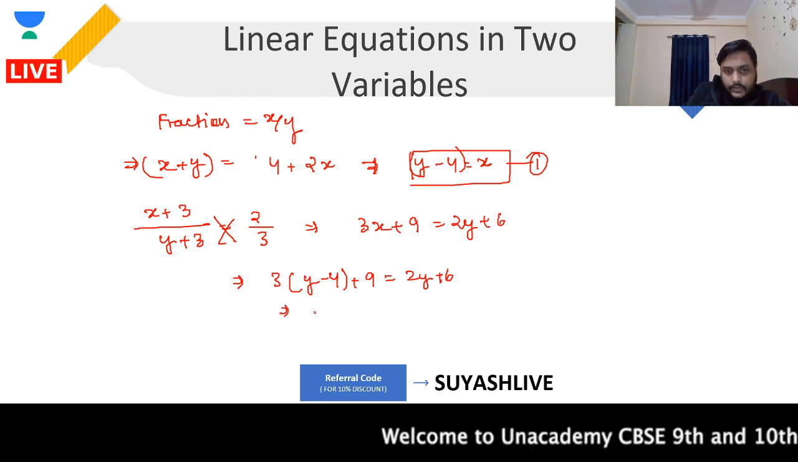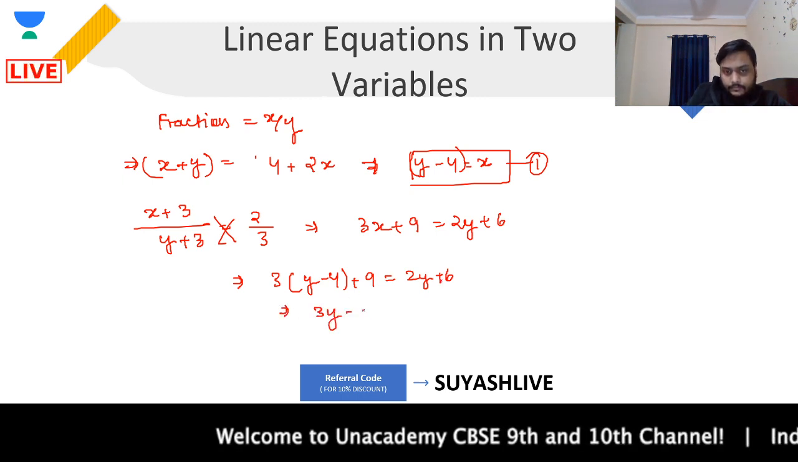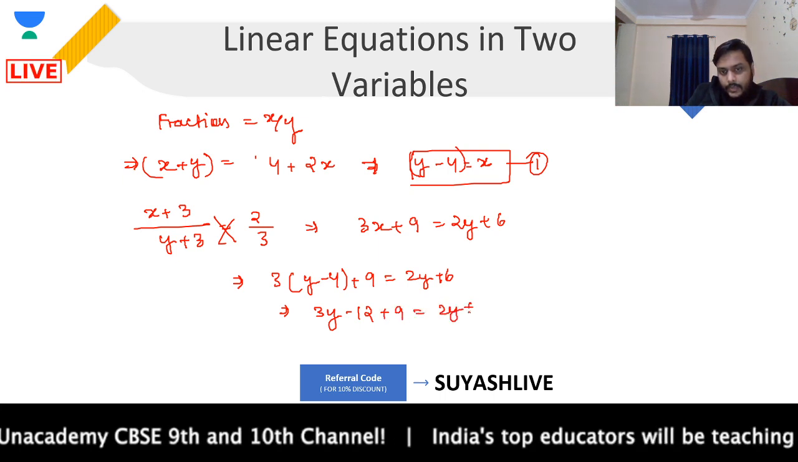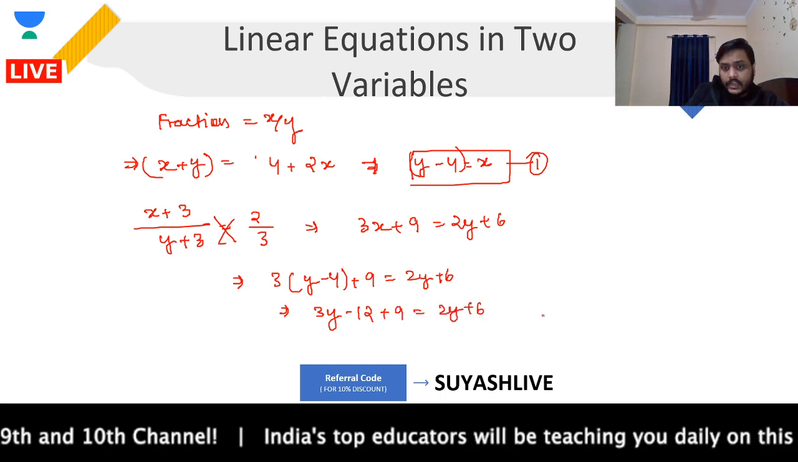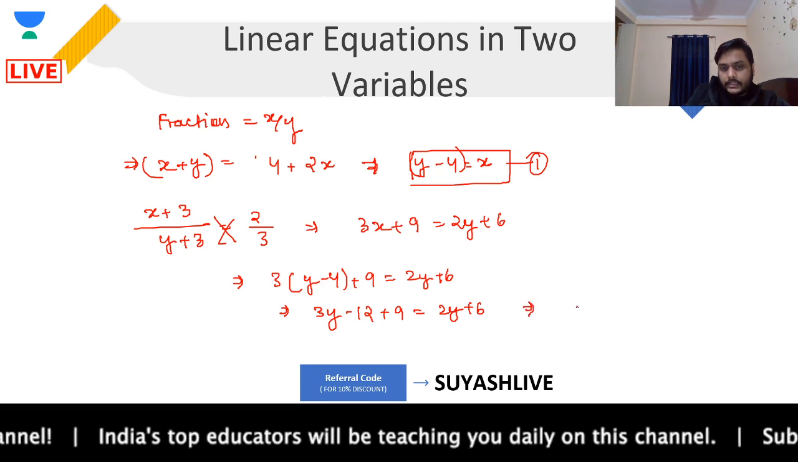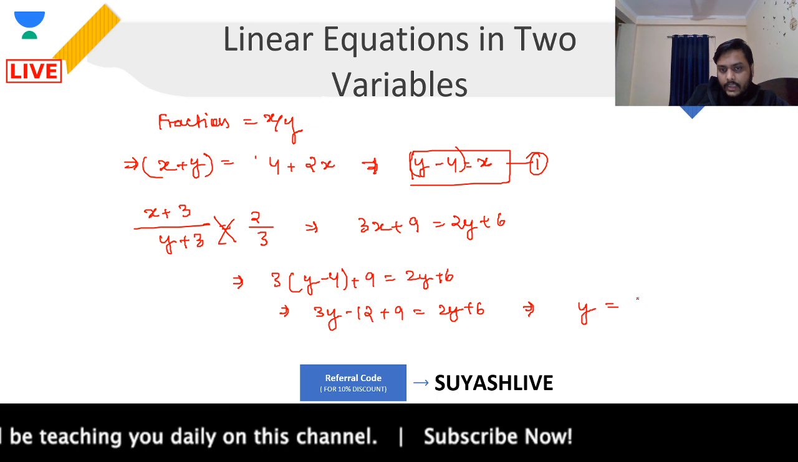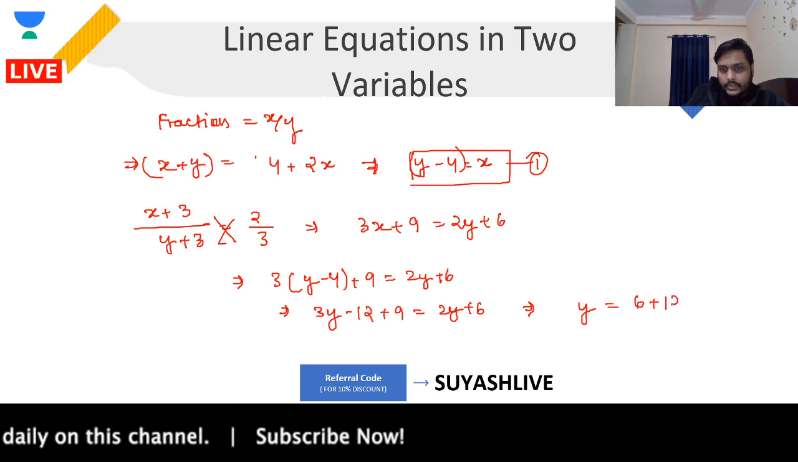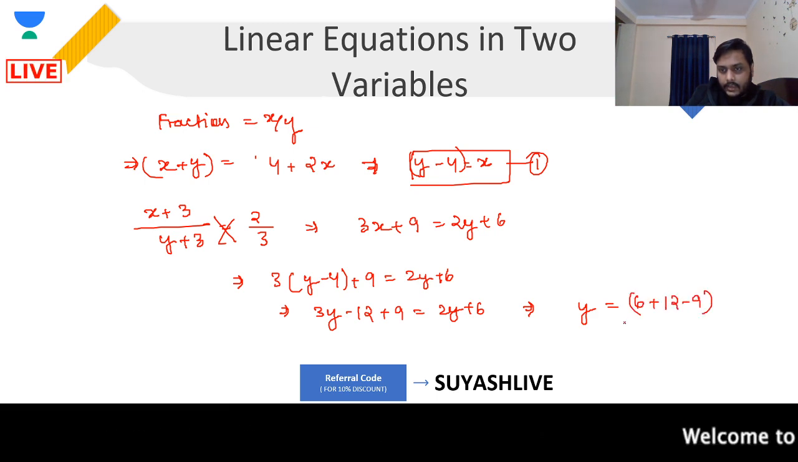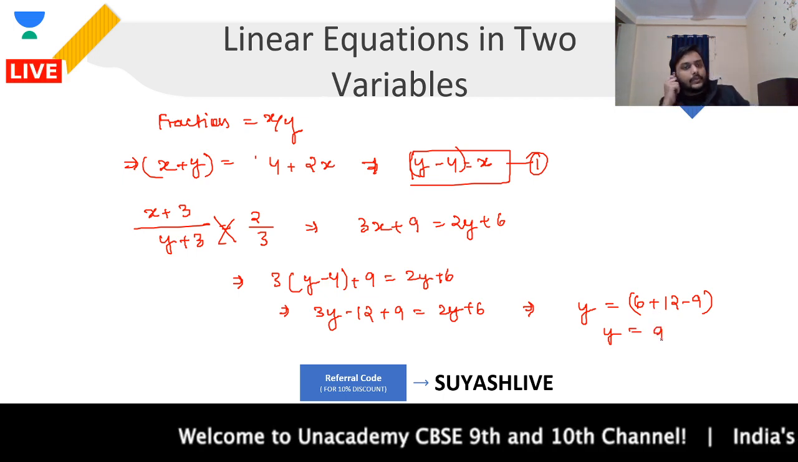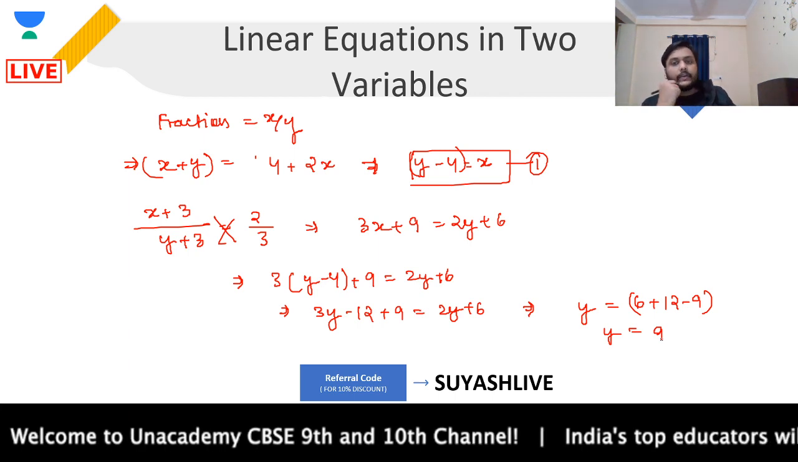This will give you 3y minus 12 plus 9 is equal to 2y plus 6. From here you will be getting 3y minus 2y is y, and then you are having equals 6 plus 12 minus 9, and from here you will be getting your y as 18 minus 9, that is 9. Okay, so you got the value of y as 9, आपके पास y का value है 9.